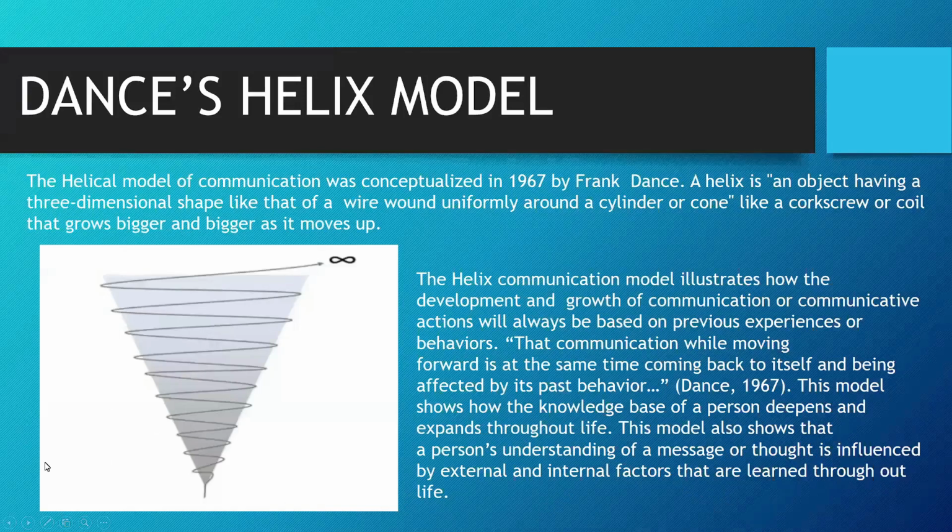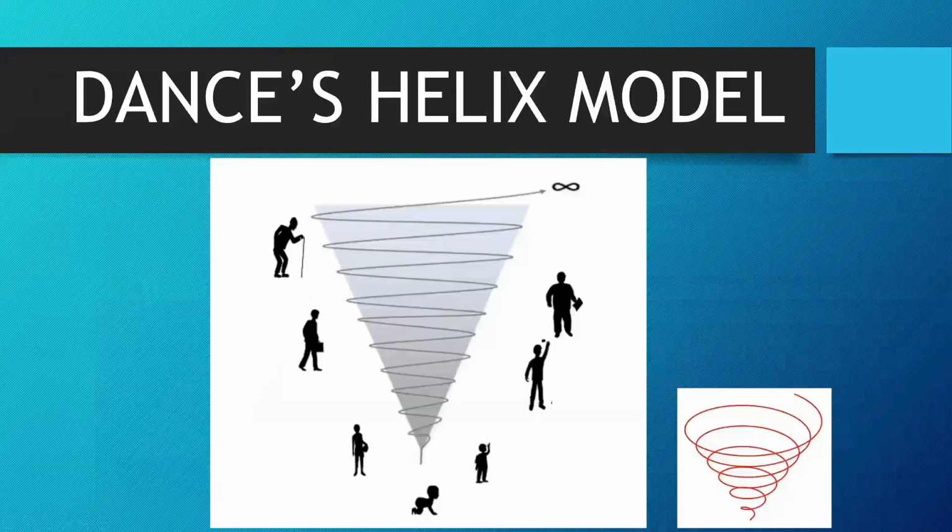So in order for you to understand Dance's helix model, I have here an illustration. So this is how it really looks like. It looks like a spiral, and it grows bigger and bigger as it moves up. Here it is more of a zigzag, right? But this is how it really looks like. It looks like a spiral.